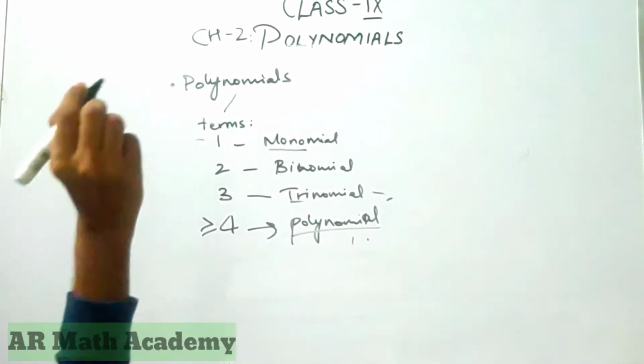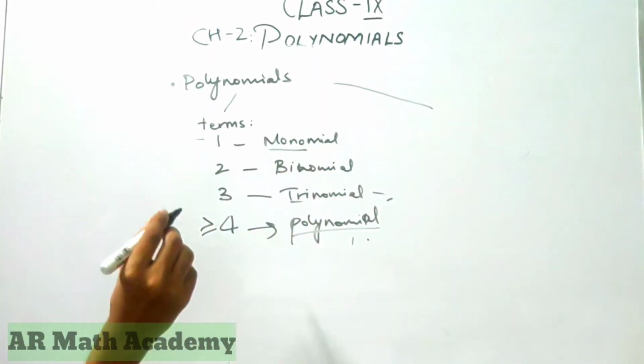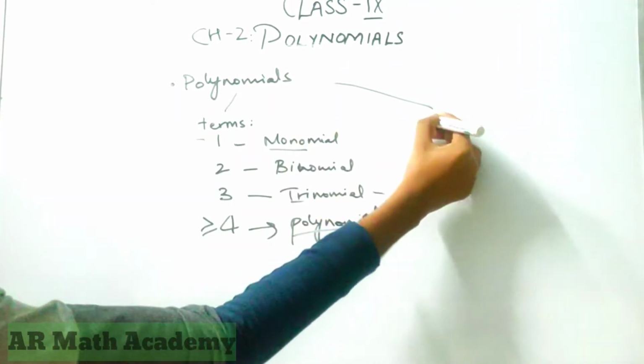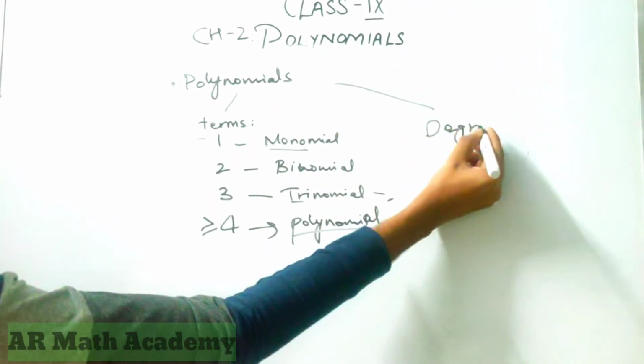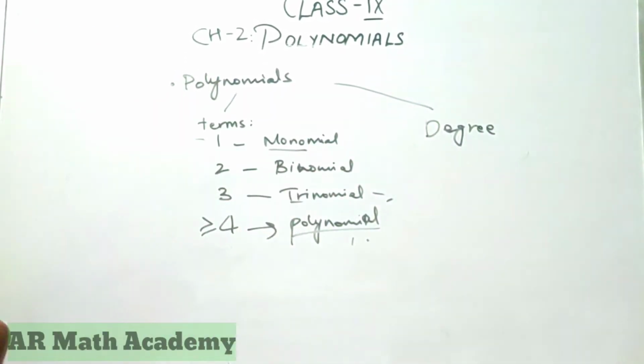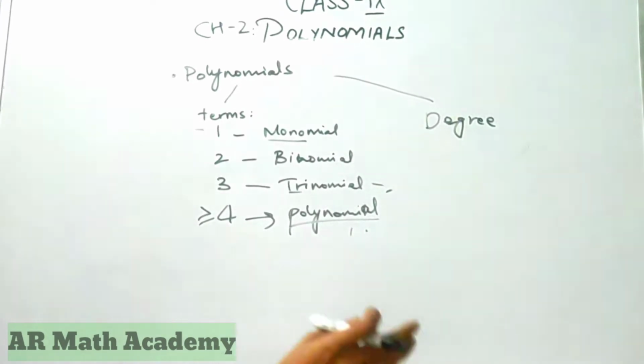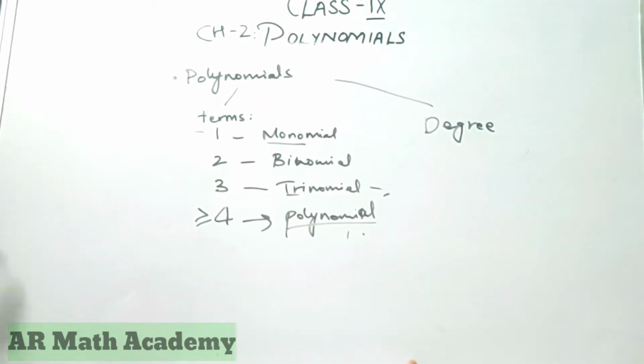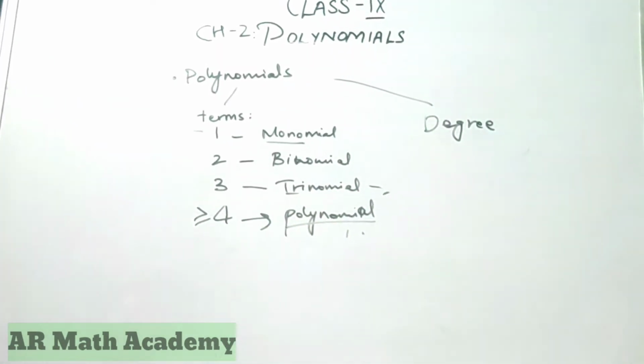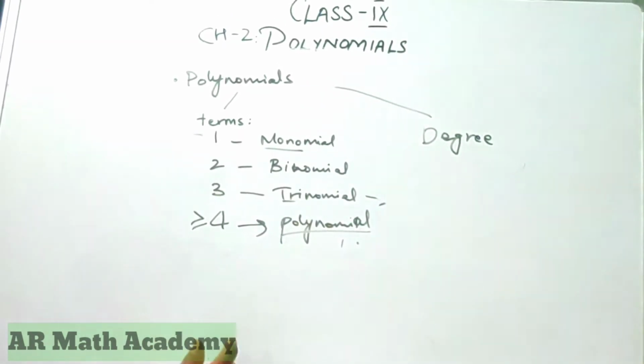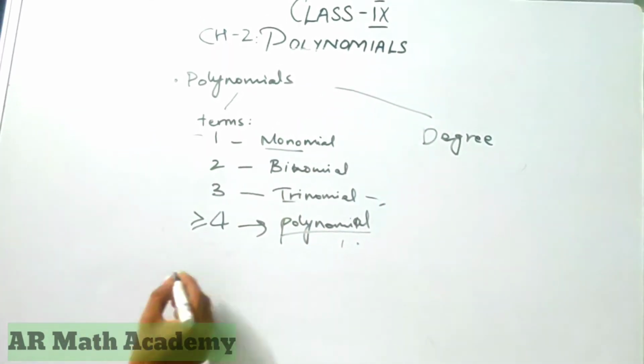Now we can further divide the types of polynomials with respect to the degree. So degree is another classification with which you can divide the type of polynomial. So what is a degree? That is our first question. Well, I am saying that we can classify the polynomials with respect to the degree. But in turn, what is a degree? Well, I'll give you an example.